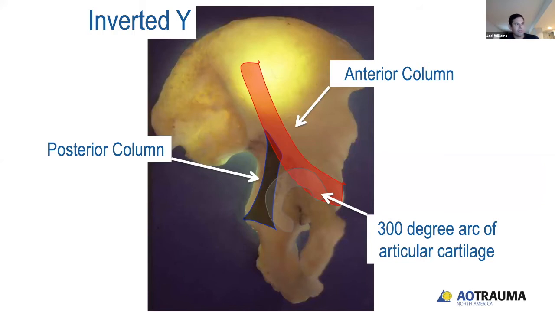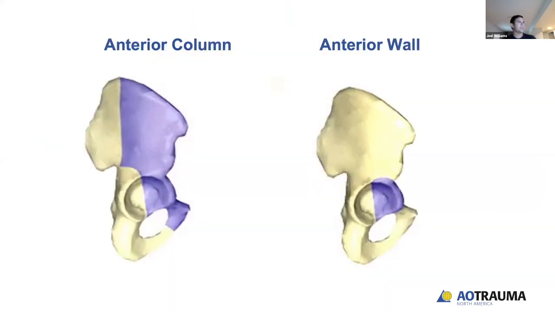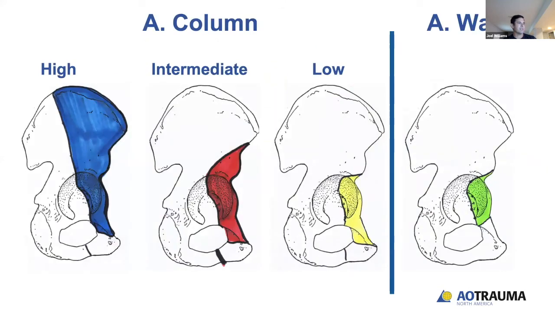We've seen this slide or a variant of it a couple of times. The inverted Y concept was first described by Judet and Letournel, and the anterior column is the area in red, the posterior column is the area in gray, and they support this 300-degree arc of articular cartilage. So this talk is going to be focused on the area shaded in purple on the left. Those are anterior column fractures. And then sort of its close cousin, or almost a subset of fractures of the anterior column, are anterior wall fractures, which are a specific entity. We're going to show that throughout this talk.